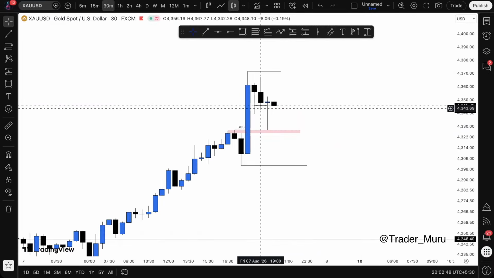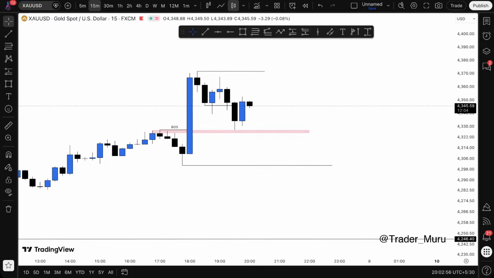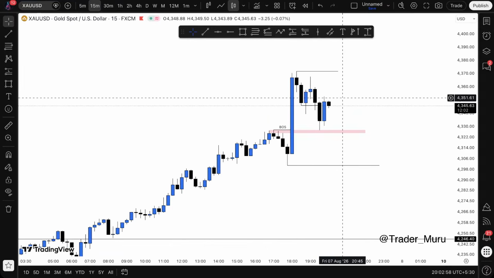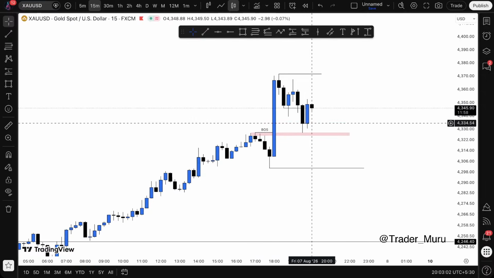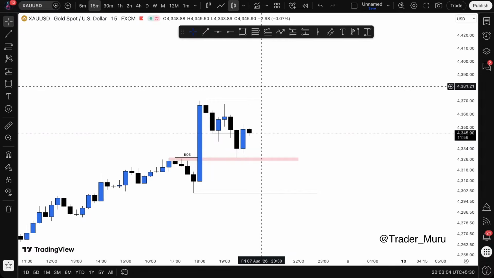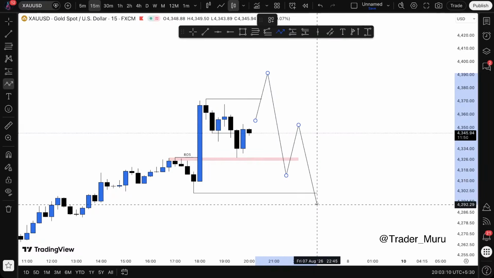30-minute, just a sweep. 1 hour, just a sweep, FVG test. 5-minute, only 5-minute is bearish, but it will be bullish again. Why? Because it is pumping from the 15-minute area. High probability is this one now.